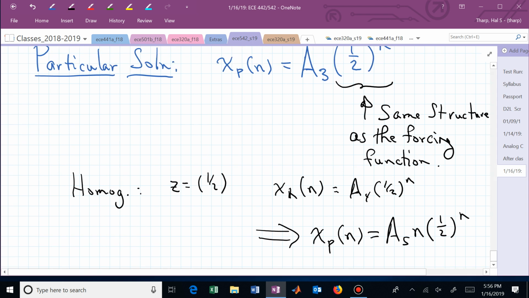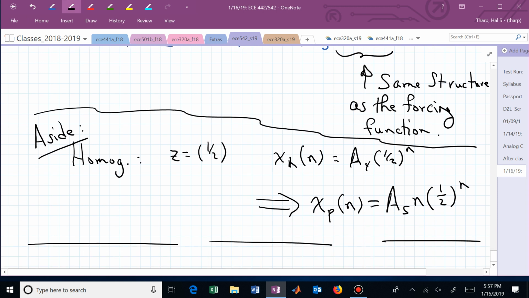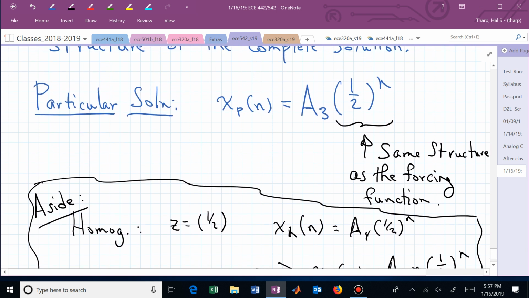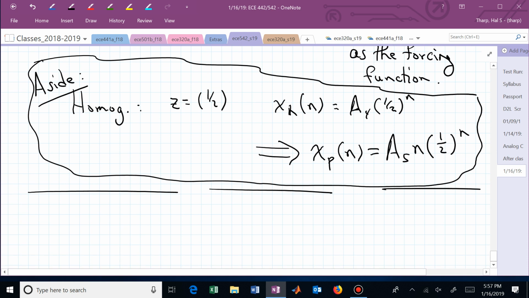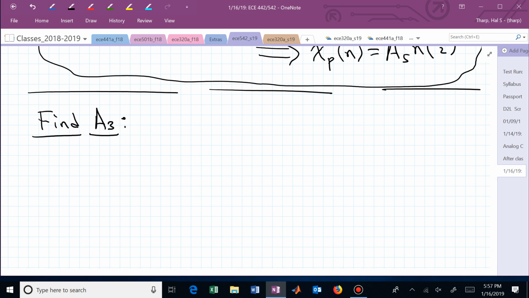Now what do we do? Well, this was sort of an aside. What we want to do is now solve for a sub 3. We still haven't found a1 and a2. We'll find a sub 3 first. If that's our particular solution structure, that needs to satisfy our forced linear difference equation, and we know what that looks like.